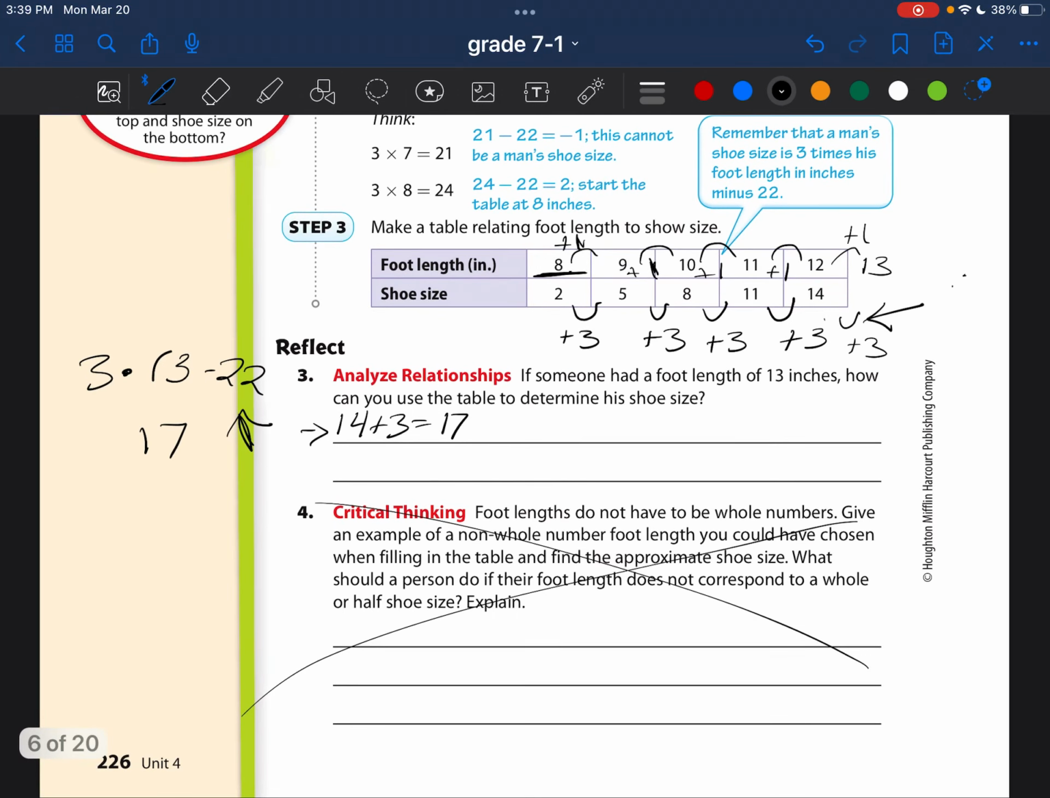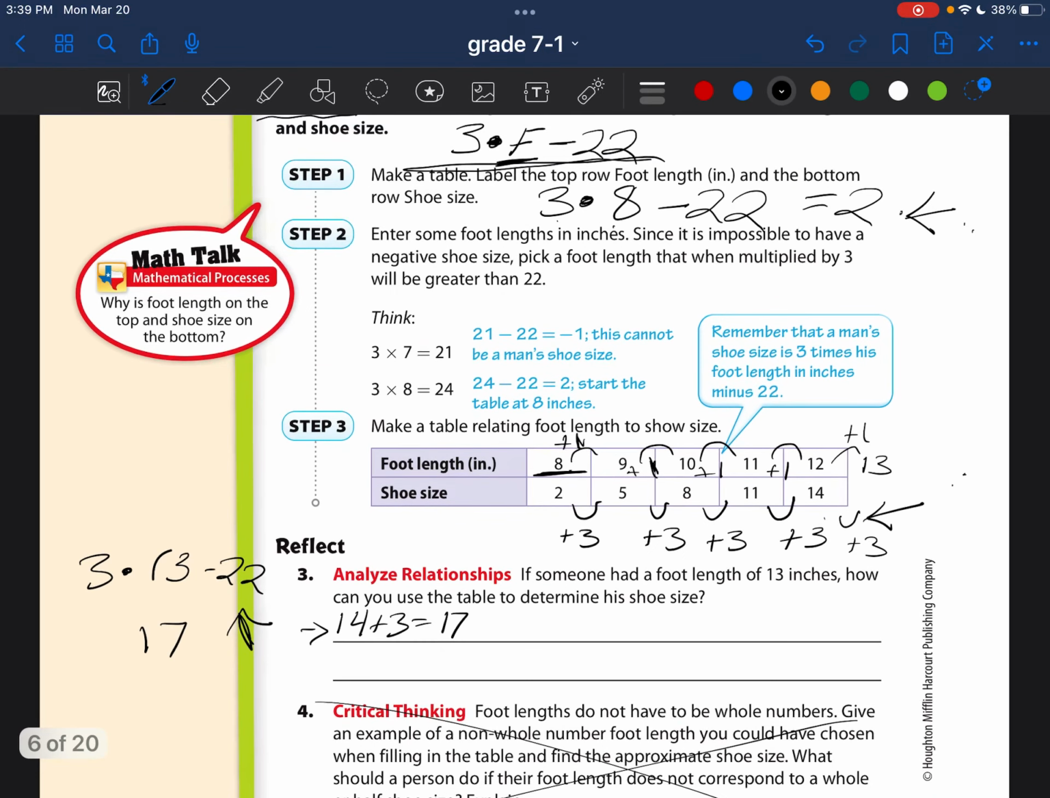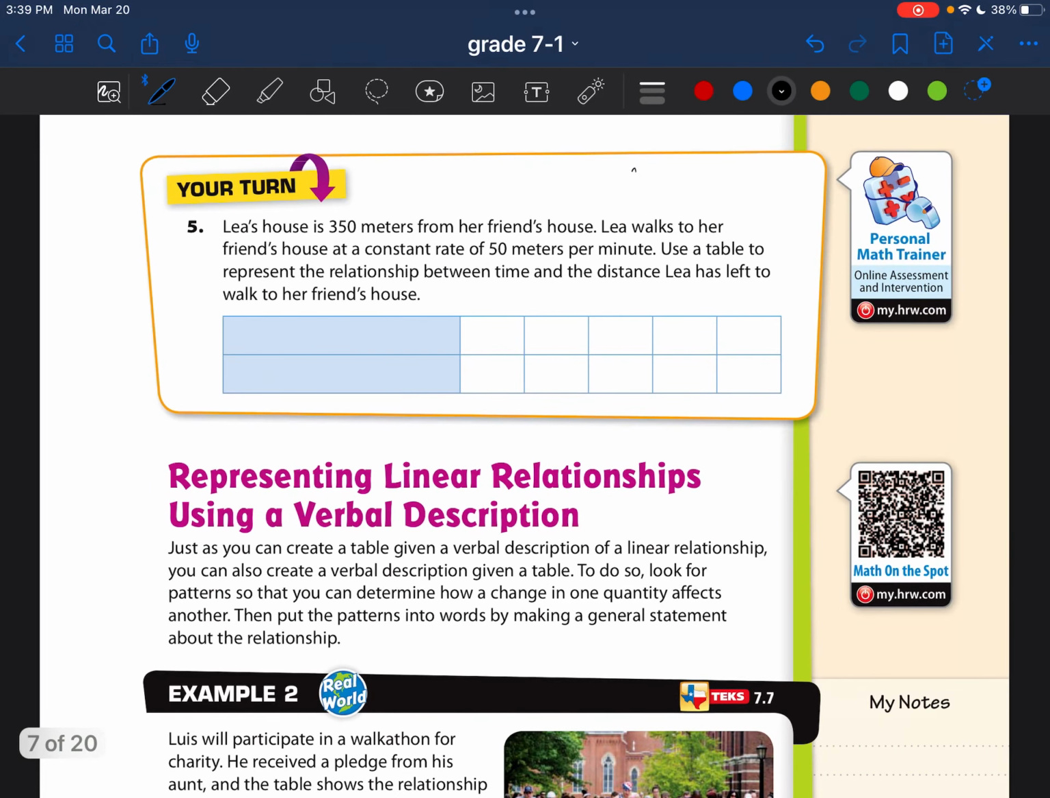I do not want to do number 4. Number 4 is asking too difficult of a question, and I really don't like how they put it. So just go ahead and skip number 4. I want you to move on to page 227. We're going to do this one together. I know it says your turn, but we're going to do it together.